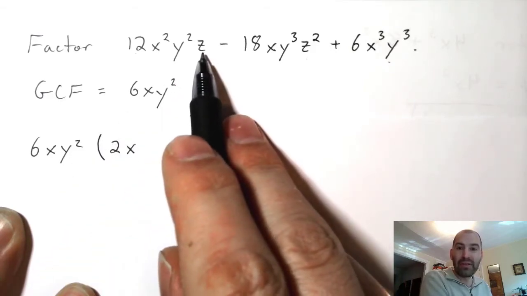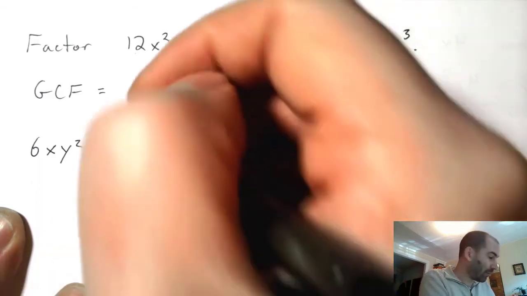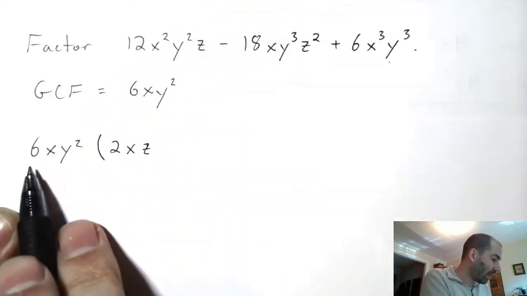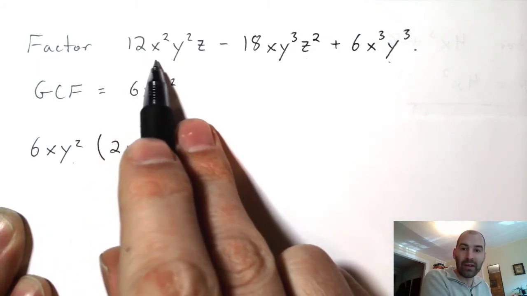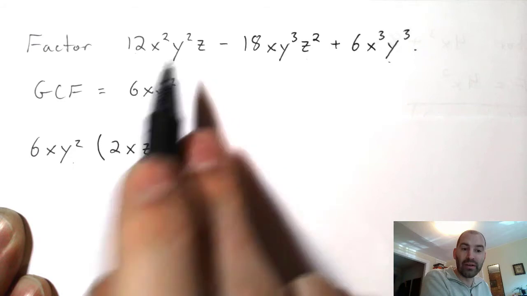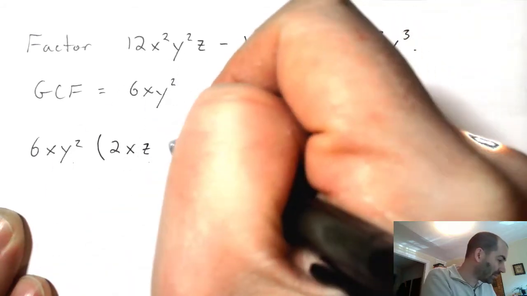What about the z? Well, this doesn't have a z in it, so I'm going to have to put a z here. And so if I multiply this times this, I will get this. So I'm done with our first term. So let's move on to the second term.